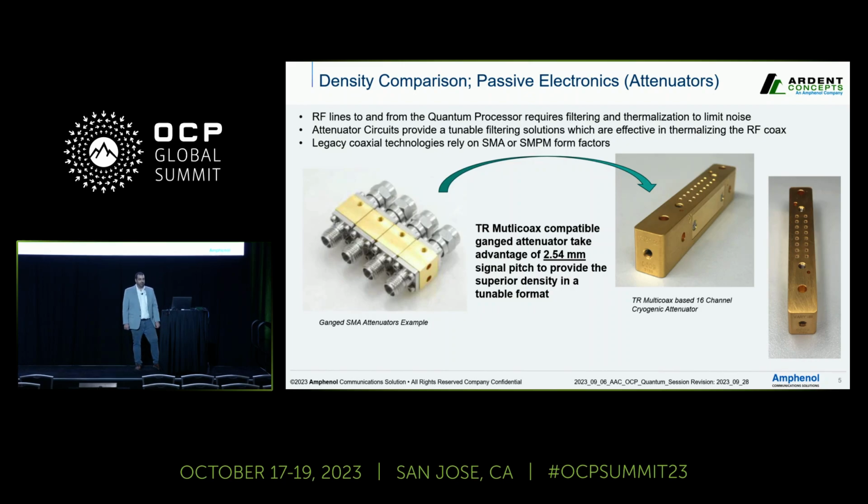However, as we push the boundaries of quantum computing, attenuator architecture requires greater and greater density than what is available with traditional technologies. Again, a ganged approach can provide superior density through eliminating many of the mechanical bottlenecks associated with SMA or SMPM technologies. The ganged attenuator design shown here on screen can achieve an unmatched 2.54 millimeter by 3 millimeter signal density in a tunable format.